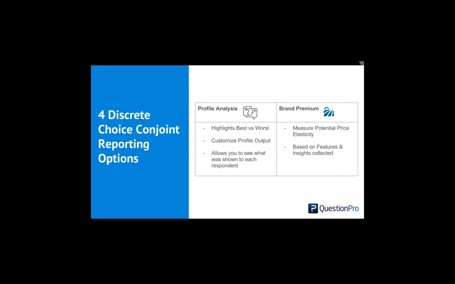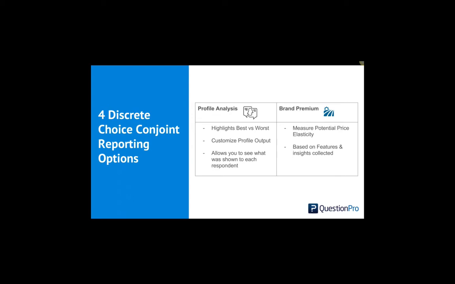And then the last piece is brand premium. What that means is that you'll be able to see how strong a brand or different attribute is relative to price. That's based on the features and insights, again, collected, and you'll be able to switch and see how that looks in the system.